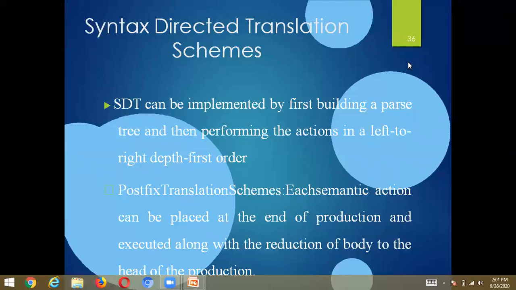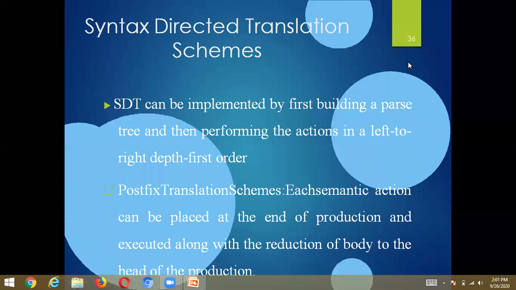And today's concept is about knowing a second way of representing the semantic actions or semantic rules, that is the syntax directed translation scheme. And here, to implement the syntax directed translation scheme, we first need to build a parse tree and then perform the actions from left to right using a depth first order traversal. Make a note of this.